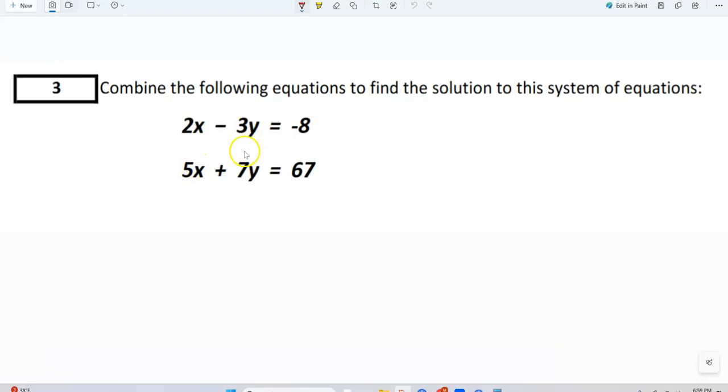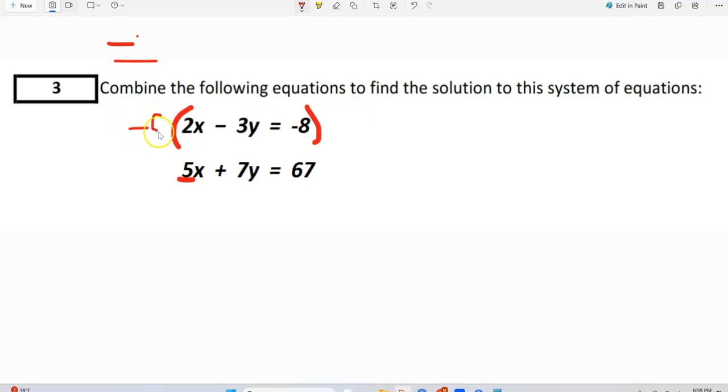Same here. 3 times 1 is 3, no. 3 times 2 is 6, no. 3 times 3 is 9. So same situation. So I'm going to multiply both of them by a number. I'm going to multiply the first equation by what? By 5, because there's a 5 right here. Actually, I'm going to multiply the whole equation by not just 5, but negative 5.